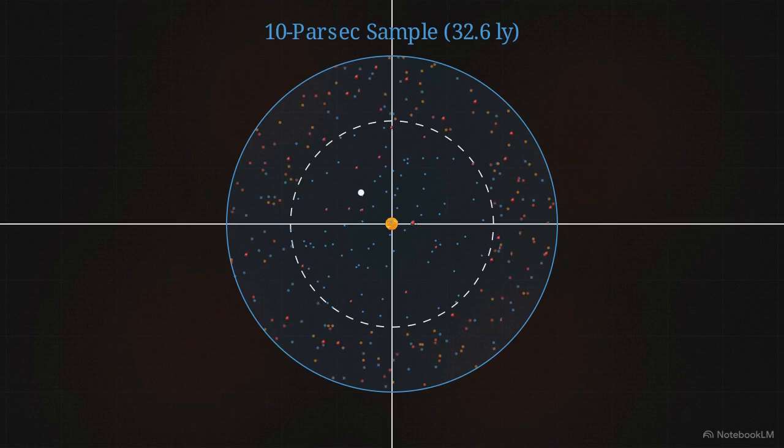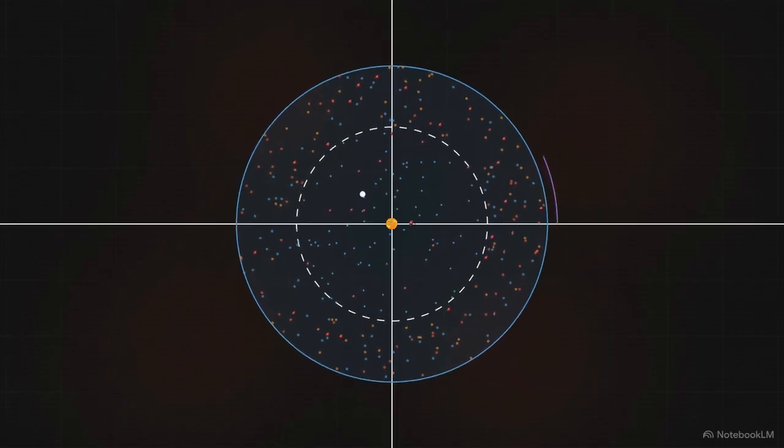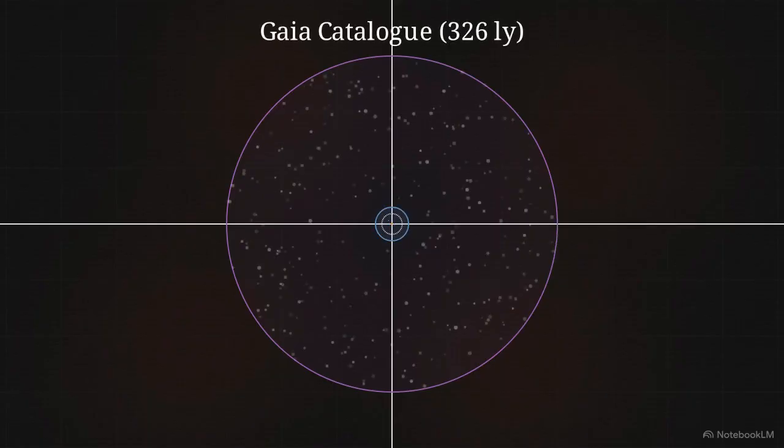Expanding further, we reach the 10 parsec sample, which equates to 32.6 light-years. This sphere is the scientific benchmark for the neighborhood. The volume is large enough to provide a statistically significant population of stars, yet small enough to maintain a highly complete census of even the faintest objects. Finally, the Gaia catalog of nearby stars extends out to 100 parsecs, or about 326 light-years. This volume contains over 331,000 objects.